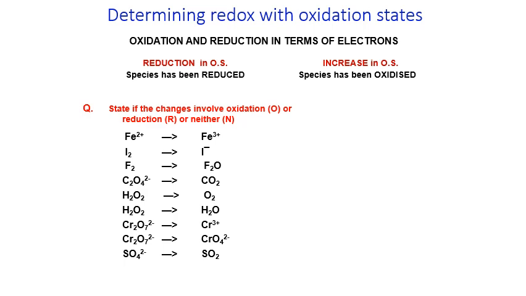Okay, so then how do we determine redox with oxidation states? Oxidation and reduction in terms of electron transfer. A lowering of the oxidation state, say from +1 to 0, means the species has been reduced. So if we go from +1 to 0, that would be reduction. And if it goes from 0 to +1, that would be an increase in oxidation state, and the species has been oxidized. Okay, so with those rules in mind, state if the changes involved below are oxidation or reduction, or even neither.